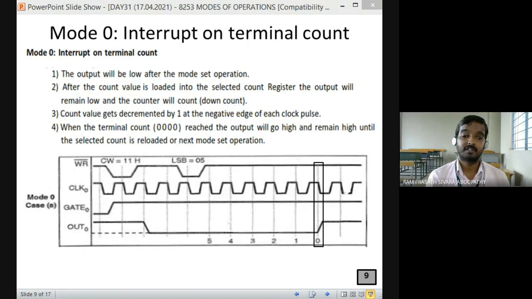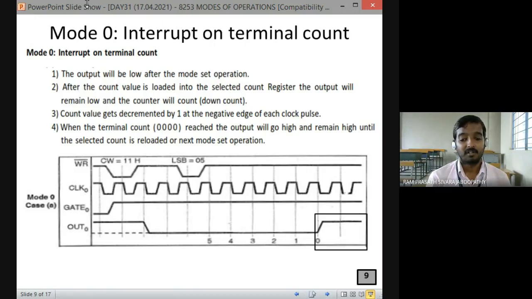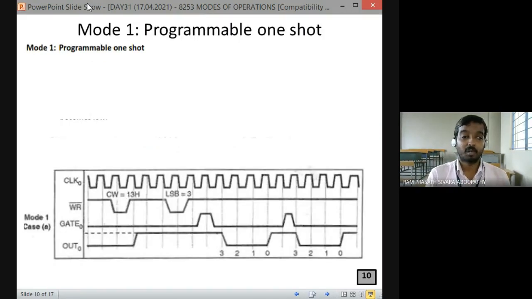Shall we proceed? Yes. Fine. Next, we are going to discuss mode 1 operation, programmable one shot. Programmable one shot. Nalla gavanikkanum. Inge the output will be high after the mode set operation.